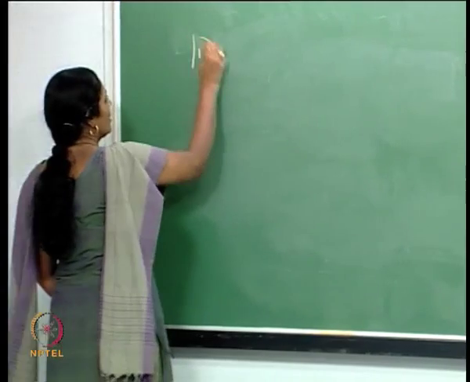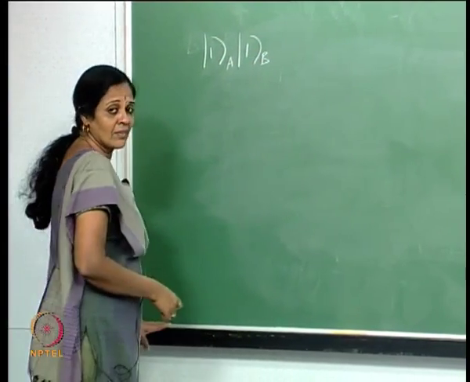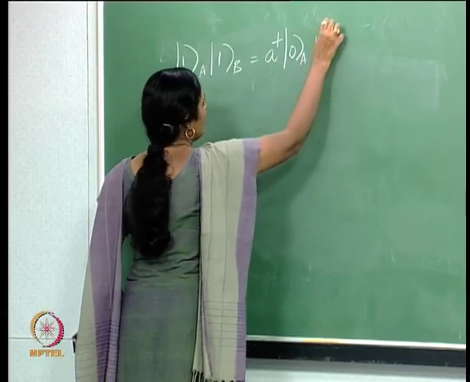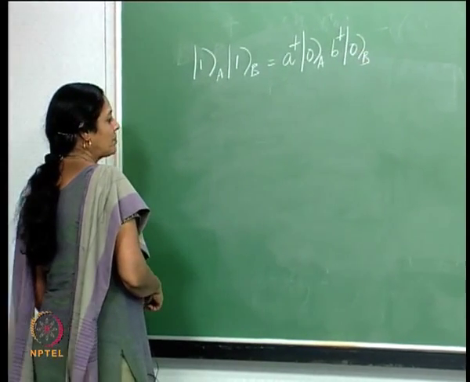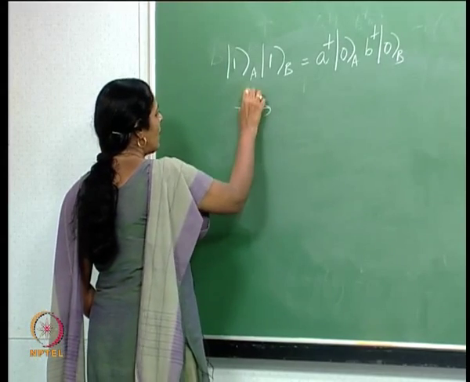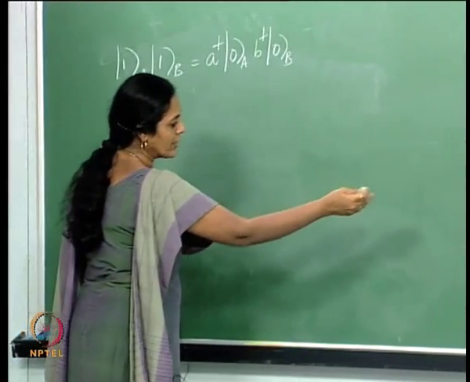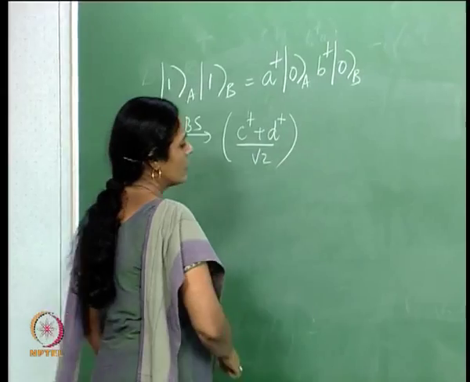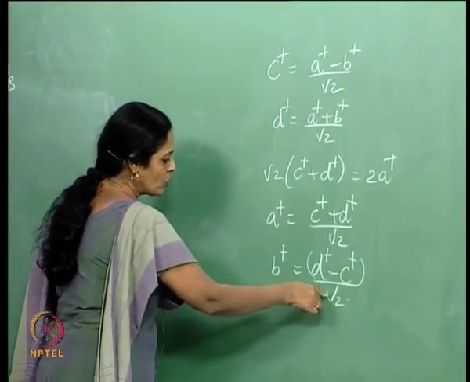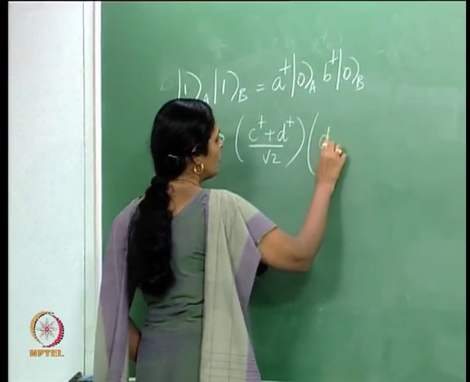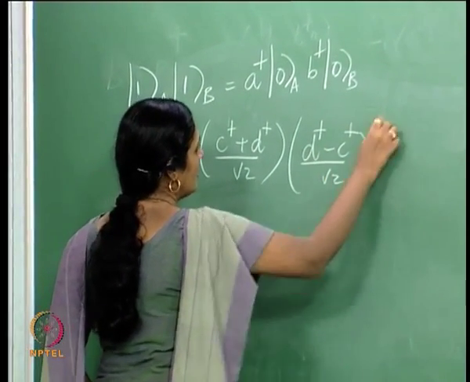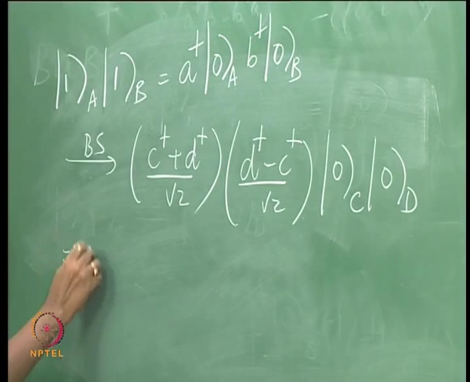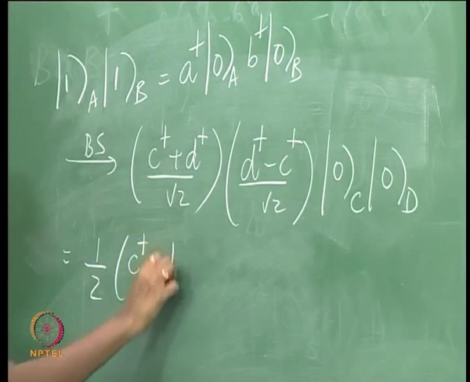So, let us look at this state, |1_A, 1_B⟩. Now, as before I write this as A†|0_A⟩, B†|0_B⟩. So, after passing through the beam splitter, I substitute for A† and B† in terms of C† and D†. So, A† is simply (C† + D†)/√2, and B† is (D† − C†)/√2. And this acts on |0_C, 0_D⟩, and that is a half (C† + D†)(D† − C†).